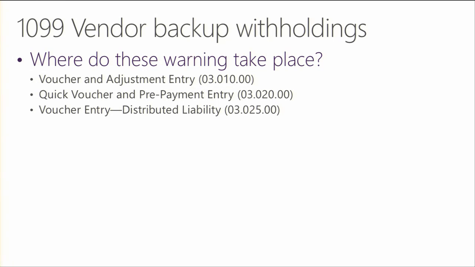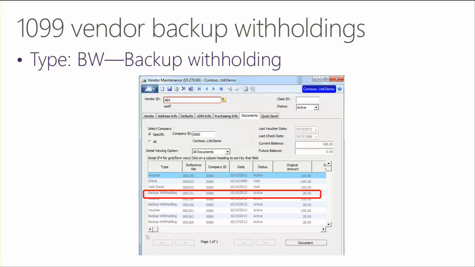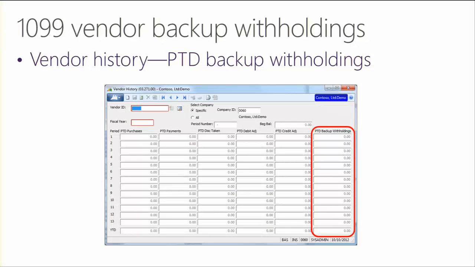Oh, hey, guess what else? We've got a new transaction type, everyone. I thought BM was a good one, but it's not a BM. It's a BW, which makes sense. Backup withholding. You will all see that in the vendor maintenance screen under the Documents tab. So you will see those transactions and have visibility into that. You'll also see in vendor history, we added a new column so that you can track your period-to-date backup withholdings. Sound good? Excellent.